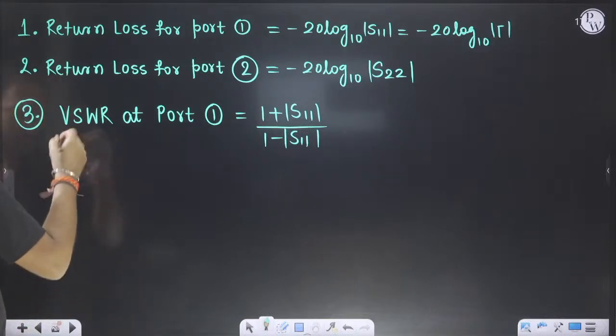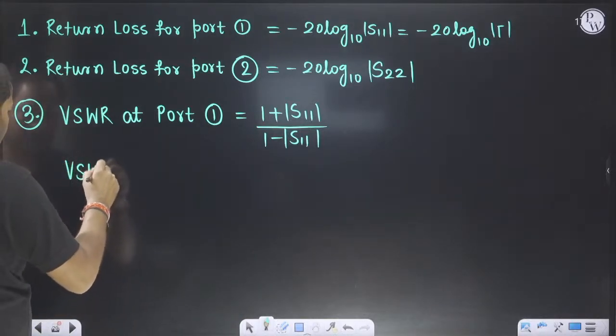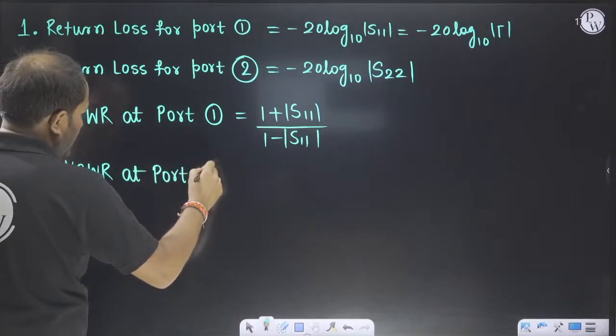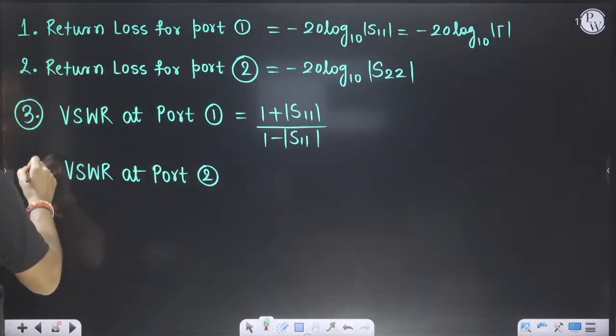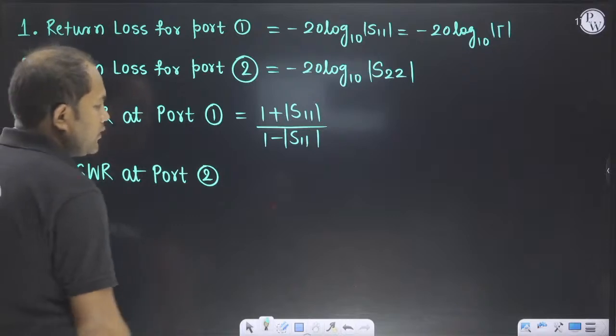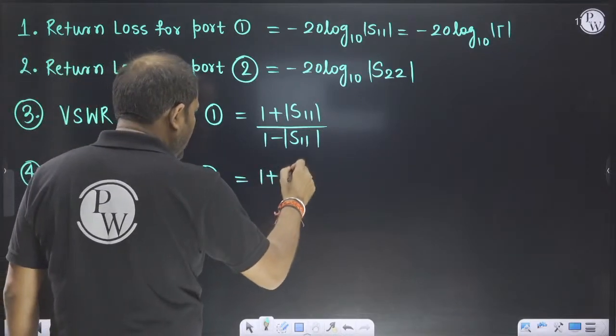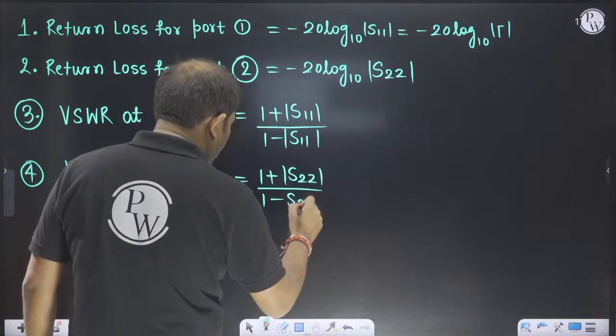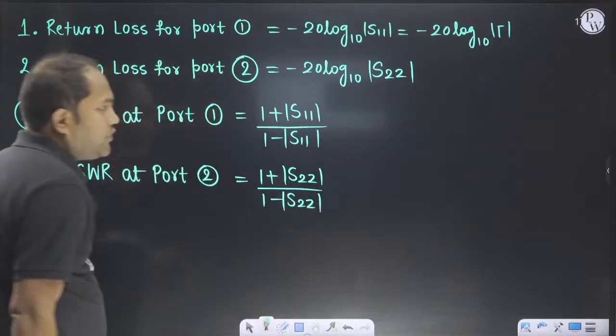Then the fourth one is VSWR at port 2. At port 2, what will it be? It will be 1 plus mod S22 upon 1 minus mod S22. So this is the VSWR at port 2.